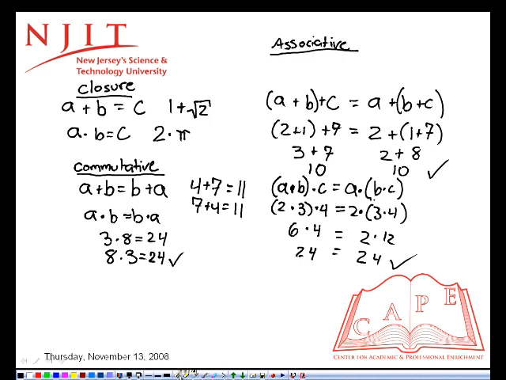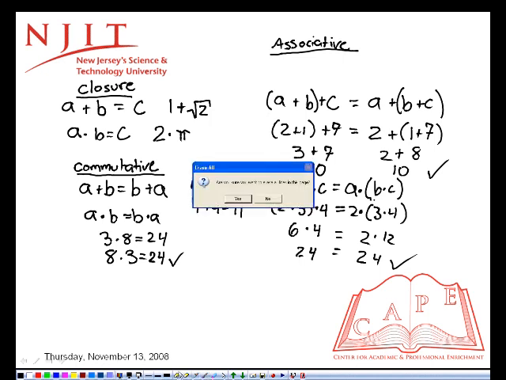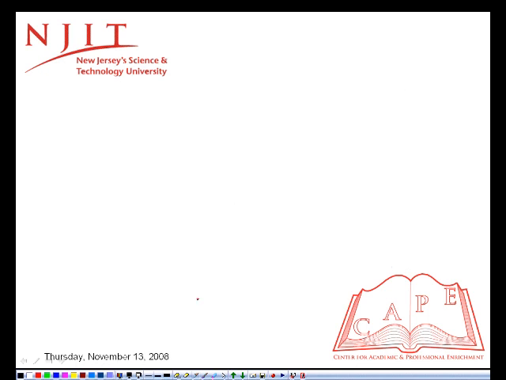So now I'm going to clear this so we can get a new page started. We can look at a couple new properties. The next property I want to take a look at is called the distributive property.